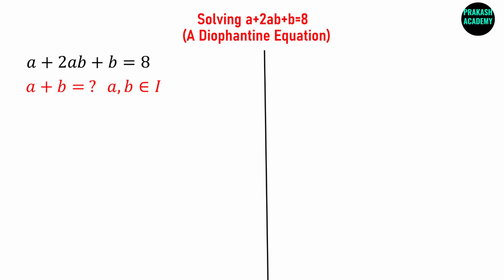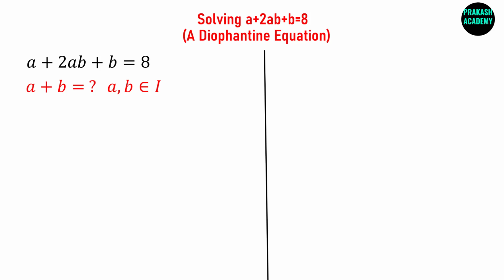So in this problem we have been given a + 2ab + b = 8, and then we have to find the value of a + b. It is also given that a and b are integers. This can be a positive integer or a negative integer. Now we want to solve this equation, that is, we want to find the values of a and b.